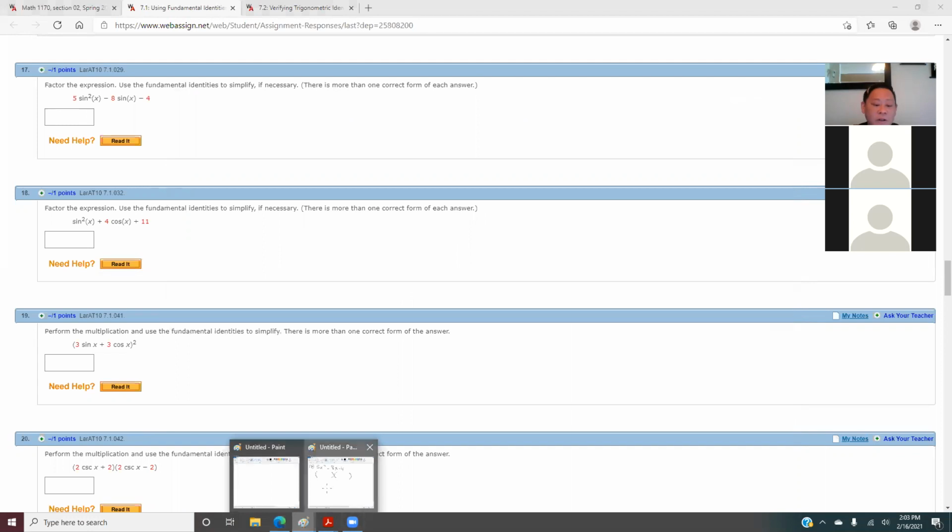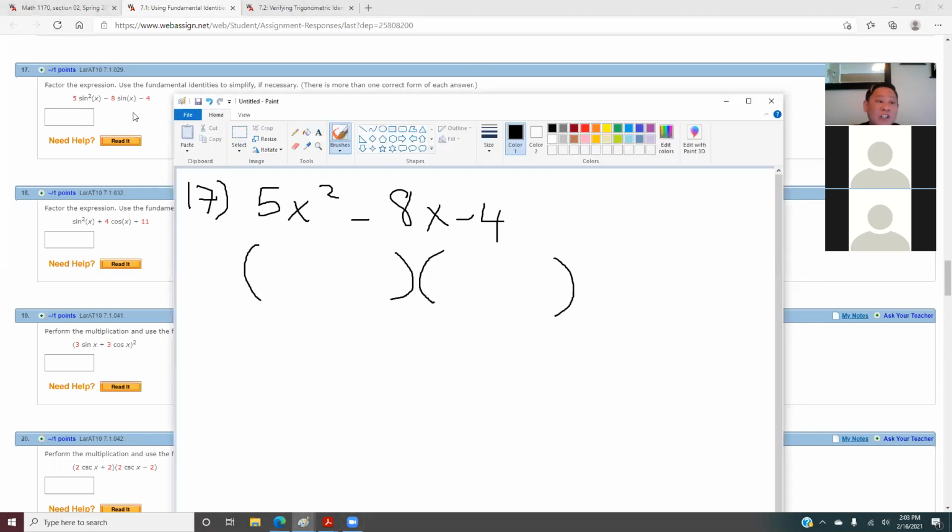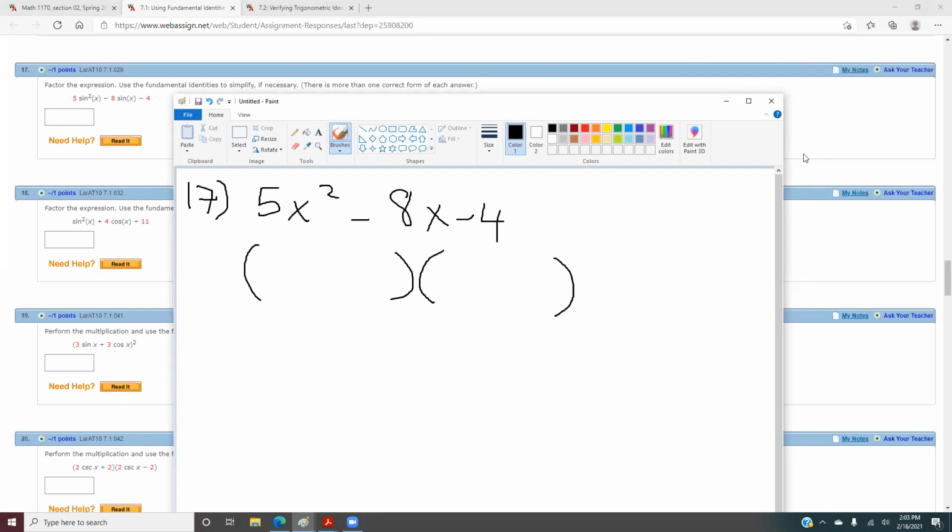So factor. This and this are exactly the same. I just changed my sine squared to become x squared. That's it. Factoring. I'm going to call names now. I'll be a mean teacher today, actually, because you guys need to know how to do this. Andy, do you know how to factor this one, Andy? Andy Wang?